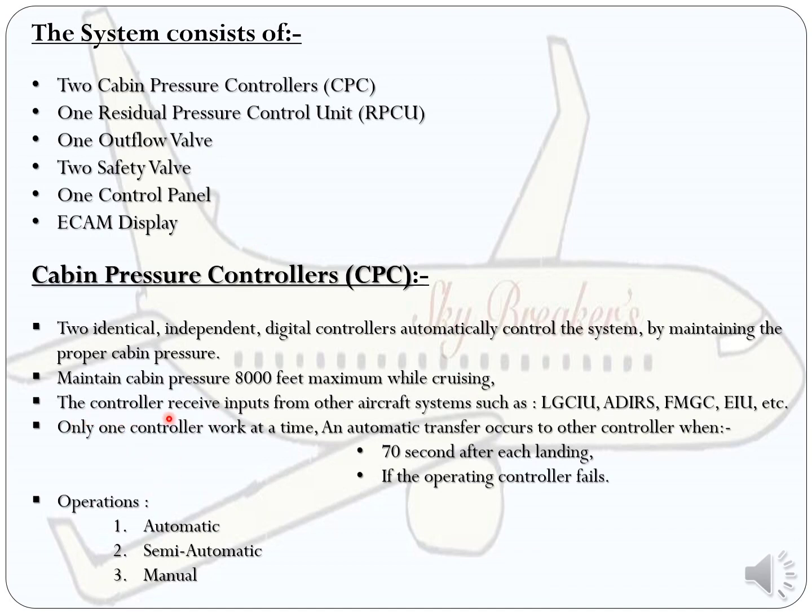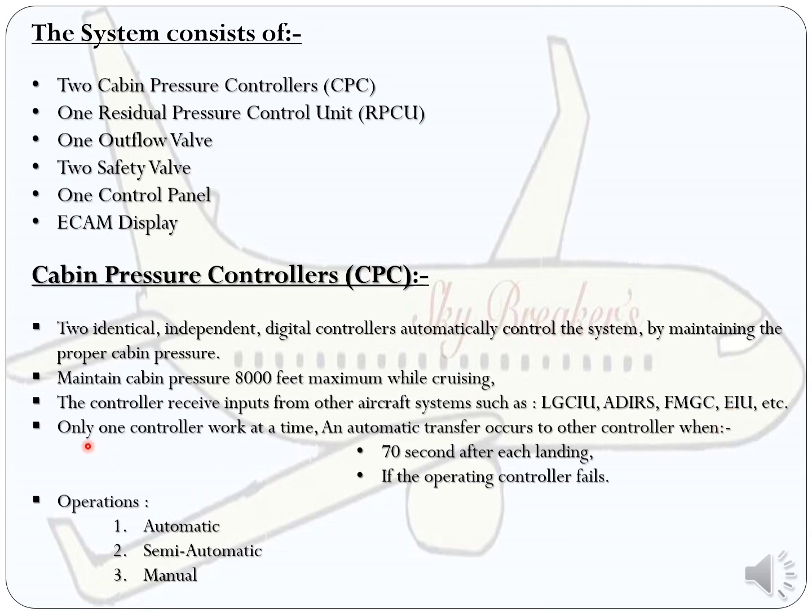Next, the controller receives input from other aircraft systems. LGCIU, the landing gear control and interface unit, tells whether the aircraft is in the air or on the ground. Next is ADIRS, air data and inertial reference system, which gives the altitude of the aircraft. Next is FMGC, flight management and guidance computer, which gives field elevation, QNH, etc. The last one is EIU, engine interface unit, which gives the thrust lever position.